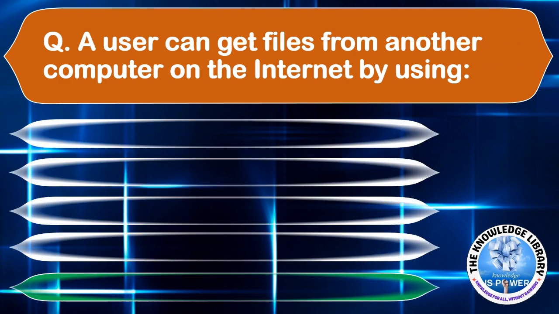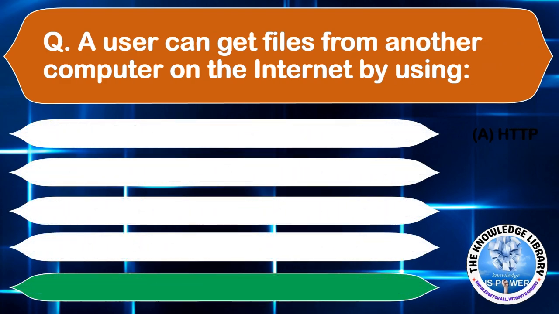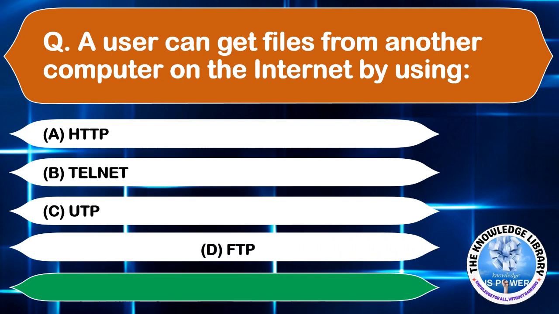The next question is: a user can get files from another computer on the internet by using option A, HTTP; option B, Telnet; option C, UTP; option D, FTP. The correct answer is option D, FTP.